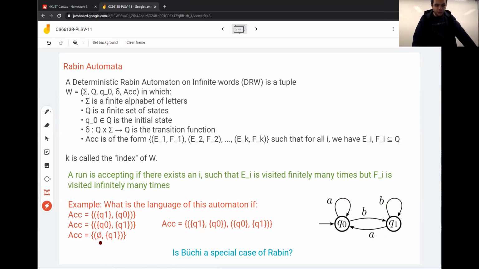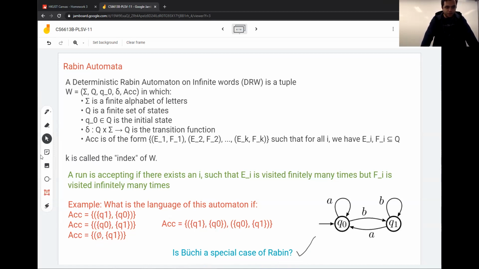Finally, what happens if my pair is this, empty set and Q1? So I want to visit the empty set finitely many times, which always happens. And I also want to visit Q1 infinitely often. So I basically just want to visit Q1 infinitely often. And this is the Büchi condition. So this is actually, yes, Büchi is a special case of Rabin.